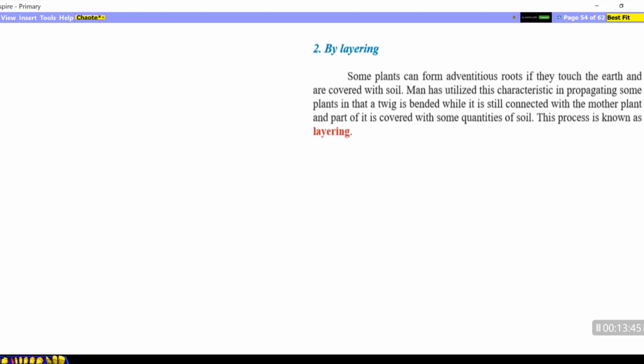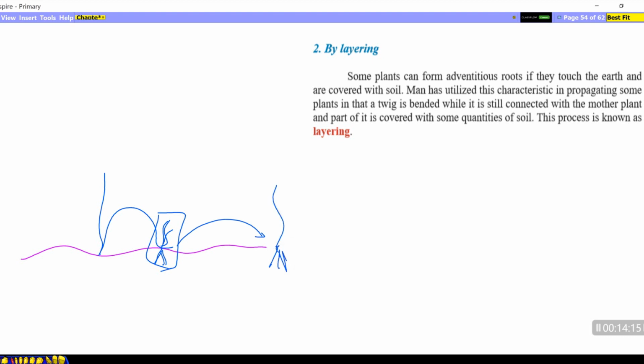Layering. Some plants can form adventitious roots if they touch the earth and are covered with soil. Some kinds of plants, especially some herbaceous plants, whose stems are flexible, can be bent at the connection point with the soil. It makes roots and leaves, and then it can be separated from the mother plant, transported to another position, planted, and grow into a new independent plant. Man has utilized this characteristic in propagating some plants, in that a twig, a small branch, is bent, still connected with the mother plant, and part of it is covered with some soil. This kind of vegetative propagation, forming new organisms similar to the mother using the stem, bending it to touch the soil and produce roots, we call layering, artificial vegetative propagation.